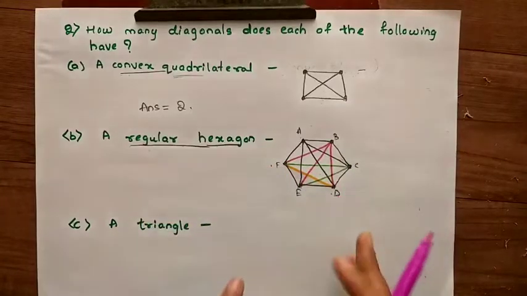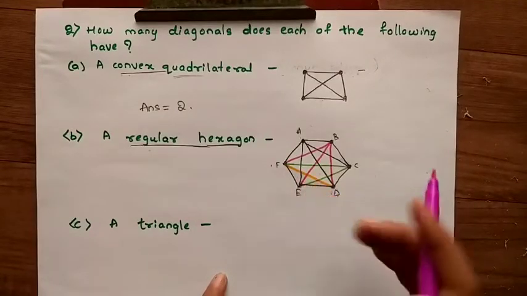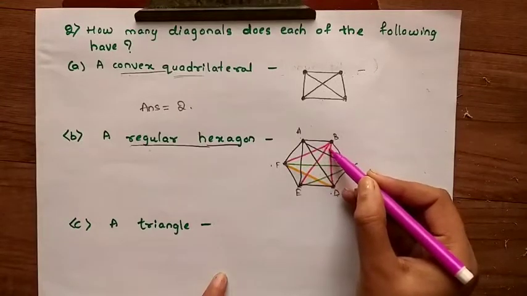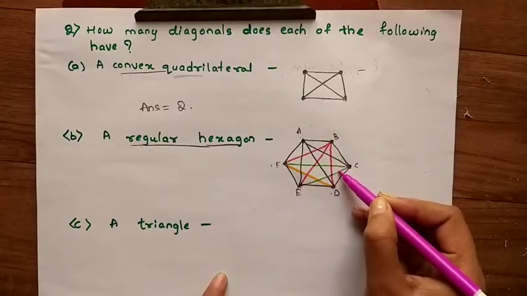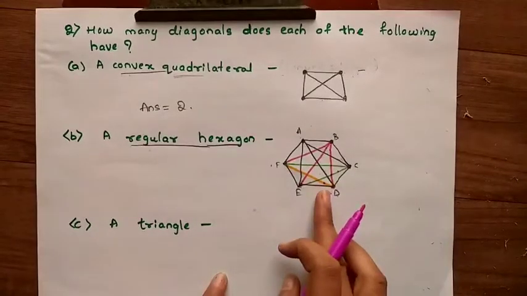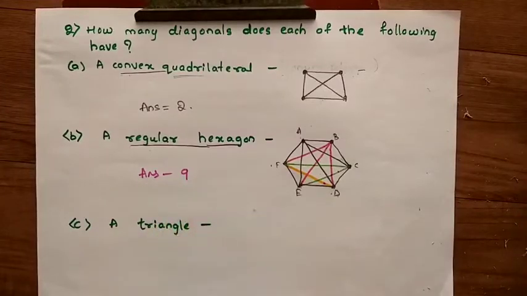So let's count now the total number of diagonals in this figure. Here from A: 1, 2, 3, 4, 5, 6, 7, 8, 9. So total how many diagonals are there? The answer is 9 diagonals. We should not count the repeated diagonals.